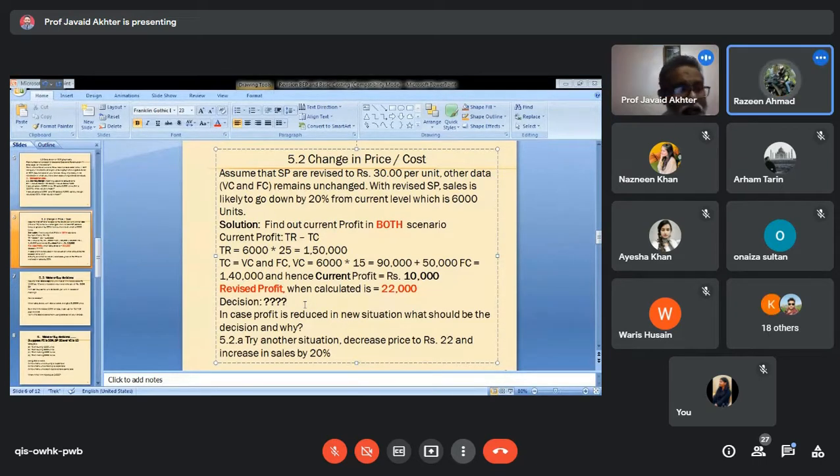Changes should be made. Should a firm take it? Should it change the price or should it not? It should change, because the profit is increasing.